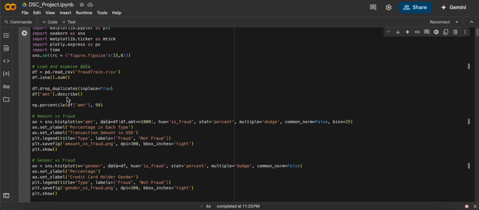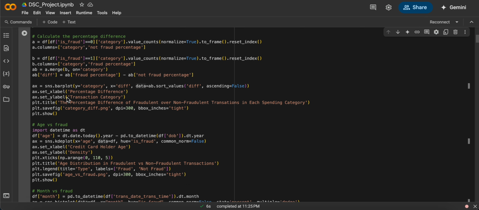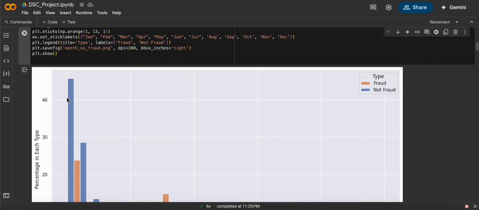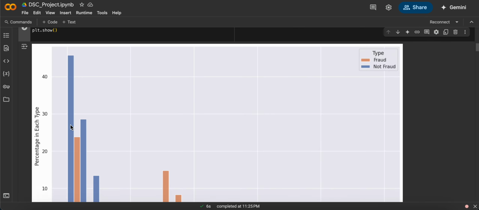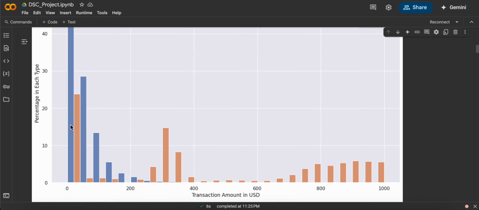Exploratory data analysis. Once the data was clean, we moved on to the exploratory data analysis, or the EDA. We first tried to answer the question, what patterns or trends are common in fraud cases? First, we looked at the transaction amount. We filtered the transactions under $1,000 to focus on the majority. The bar plots showed that while both fraud and non-fraud occur mostly at lower amounts, fraud was slightly more common in certain mid-range values, like from $200 to $400.